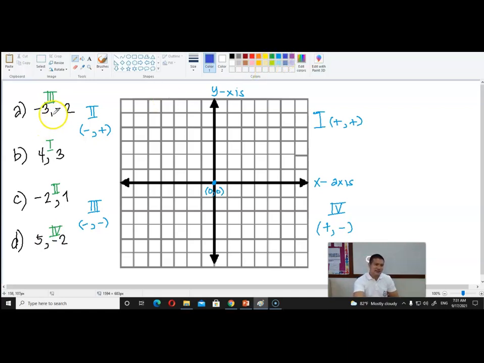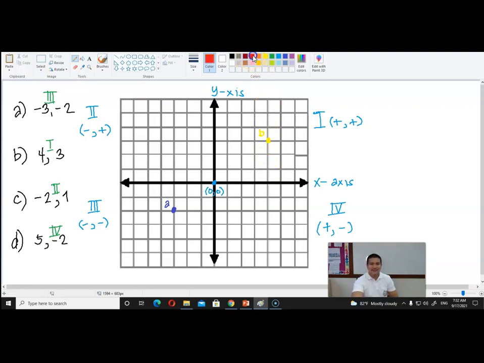Let's say we have letter A, negative, so therefore it's here. It says negative value of x, so 1, 2, and 3. So here is negative 3. And then go down by negative 2. So this is the point where you can find A. Okay, so let's try B. B is (4, 3), so you count 1, 2, 3, and 4, and then 3 up: 1, 2, 3. So this point is our B point.